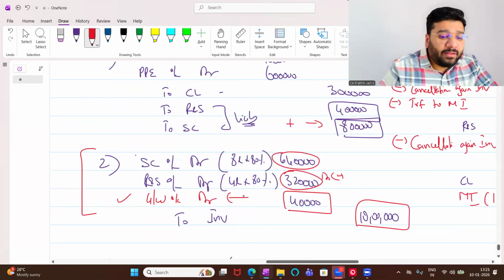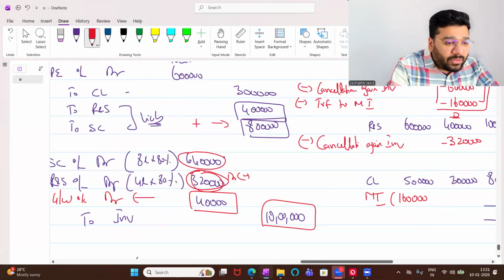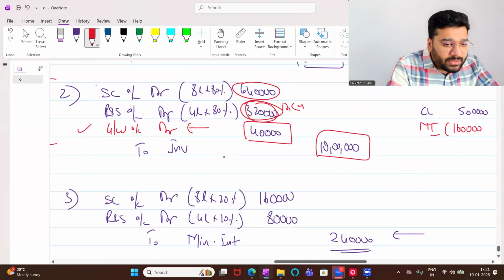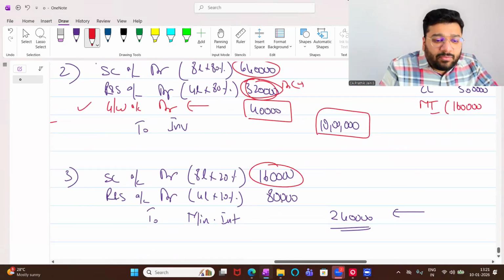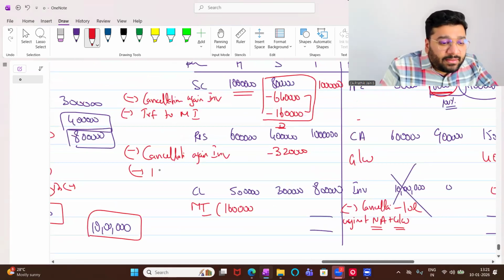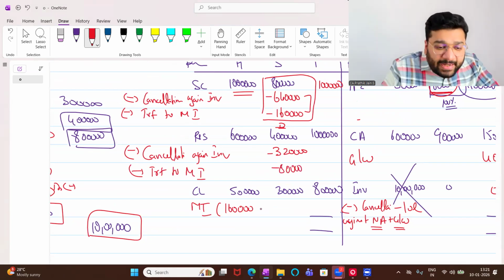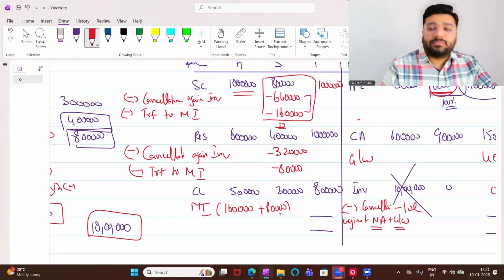Next, what is happening? I'm transferring reserve and surplus. In reserve and surplus, I'm moving how much? Sorry, did I tell any wrong value? Oh, I took this, I removed this, then this I have to remove. How much? 80,000. So minus, transfer to minority interest. How much? 80,000. This will get added here. 80,000. So how much is the total?